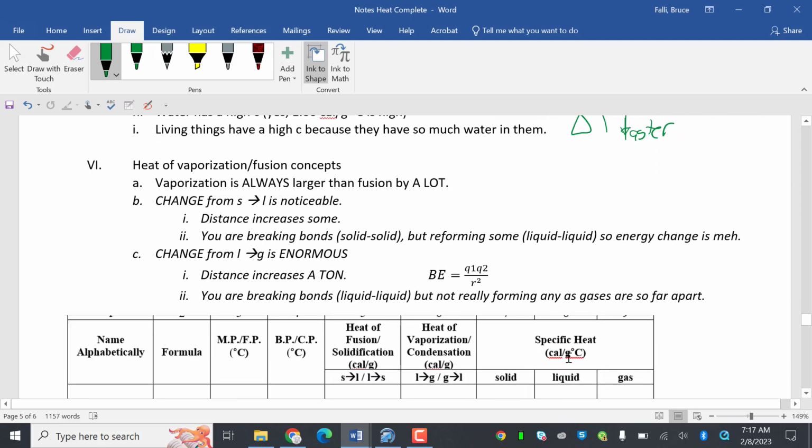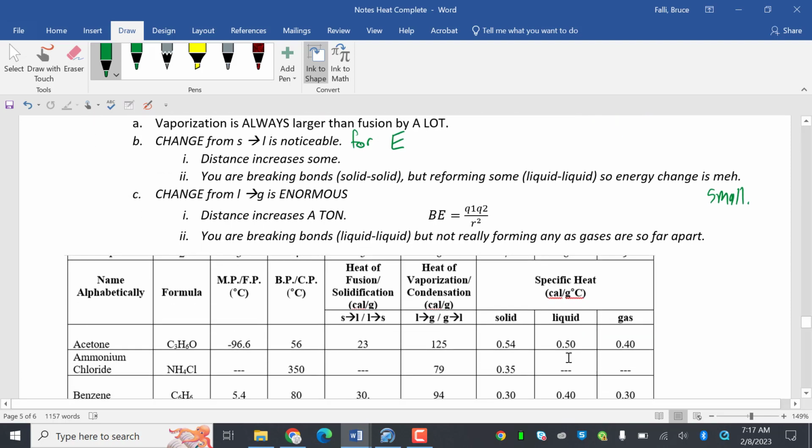Heat of vaporization, heat of fusion concept. Vaporization is always larger than fusion by a lot. The energy change from solid to liquid is noticeable. The distance increases some. You are breaking bonds, but reforming some, so the energy change is small, but noticeable. Change from liquid to gas is enormous. The distance increases a ton. I'm now dividing by a huge radius squared. You are breaking bonds, but not really forming any.